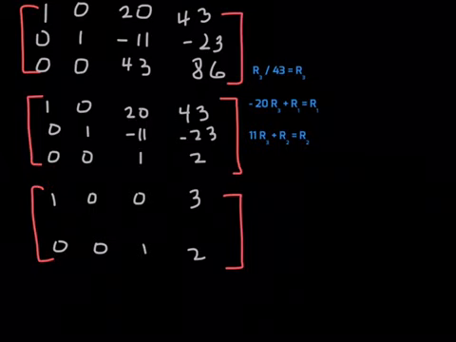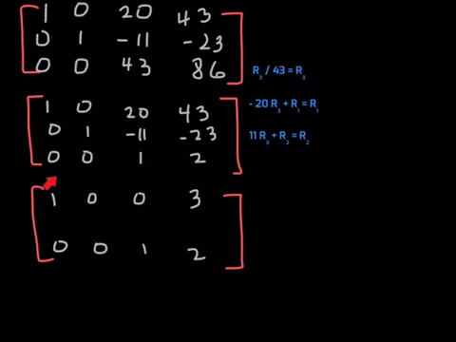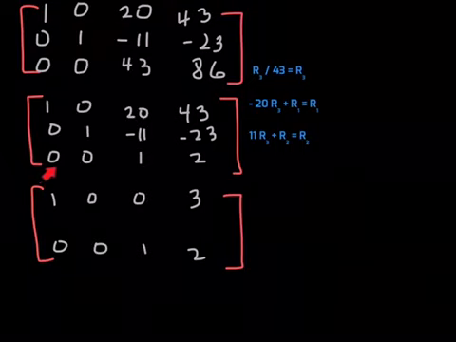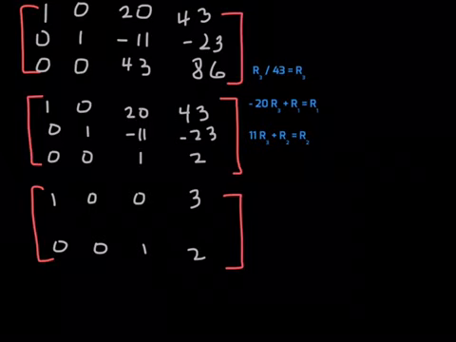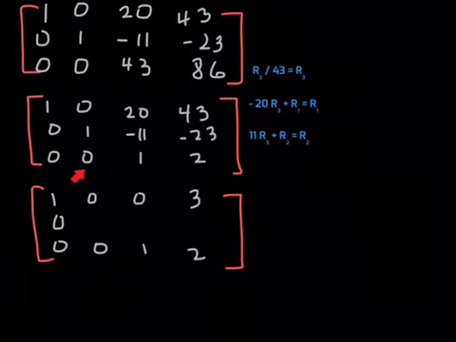So here we go. Row 3. 0 times 11 is 0, and 0 plus 0 is 0, so that doesn't change. Also here, 0 times 11 is 0. 0 plus 1 is 1.